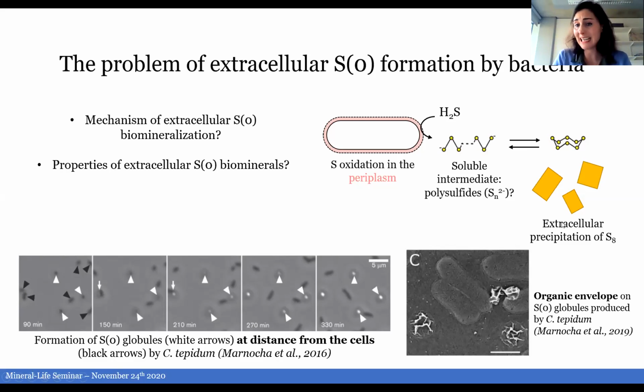And in the few cases where it has been done, where people have actually looked at this extracellular microbial sulfur, they have described that the sulfur is coated by an envelope of organics. So here again, it's C. tepidum that has been looked at by Cassie Barnocha. And here you can see microbial cells and the things that look like deflated balls are actually previous sulfur globules, and the sulfur is gone, and what is left is their organic envelope.